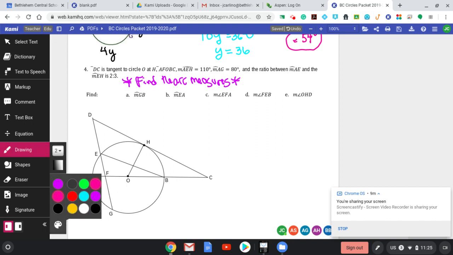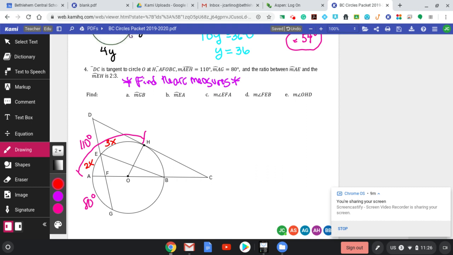So AEH, from A to E to H, follow the letters in that order. That's 110 degrees. AG is 80 degrees. And the ratio between AE and EH is 2 to 3. Again, I'm going to put X's with them now. So AE is 2X, EH is 3X. Okay?